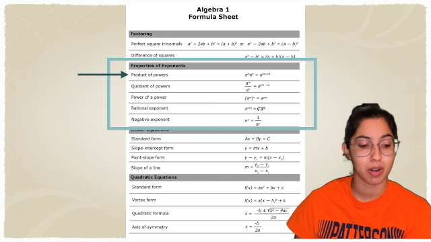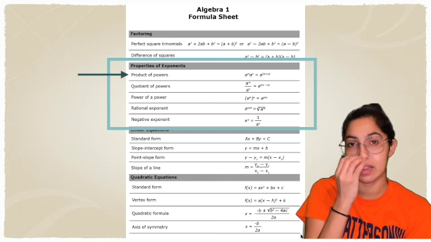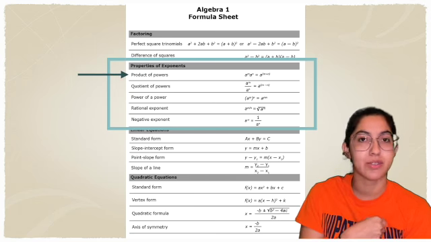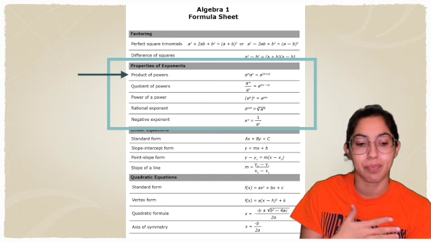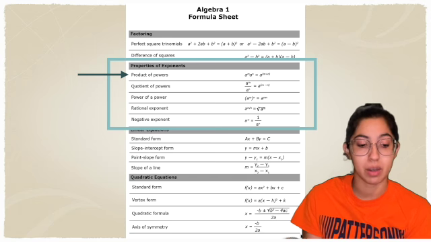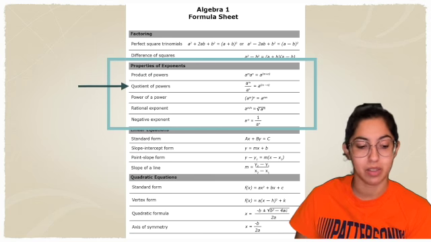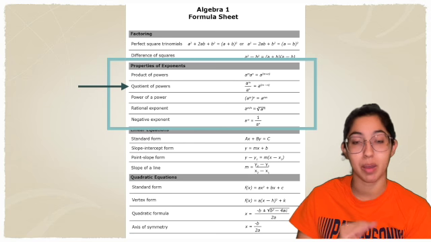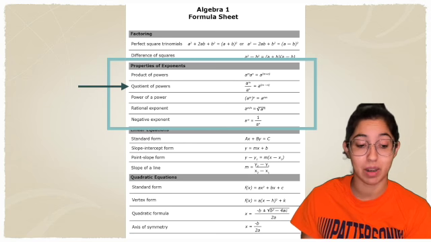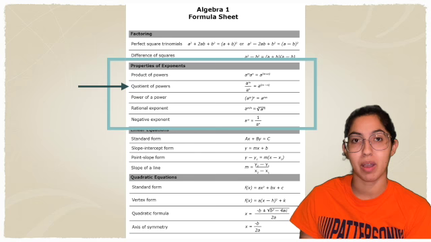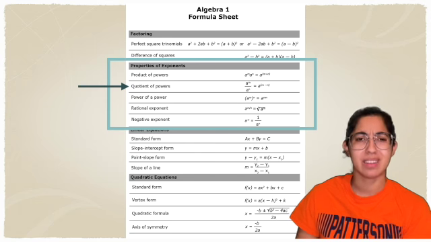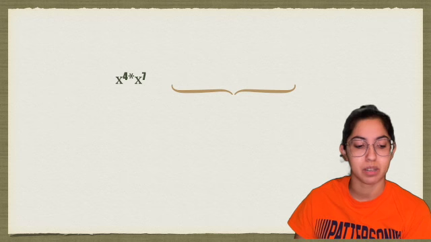So we have product of powers. That is, it tells me A just stands for any number, so any real number. So A to the power of M times A to the power of N equals A to the power of M plus N. And the quotient rule tells us A to the power of M divided by A to the power of N equals A to the power of M minus N. So let's dive into this and see why it works.